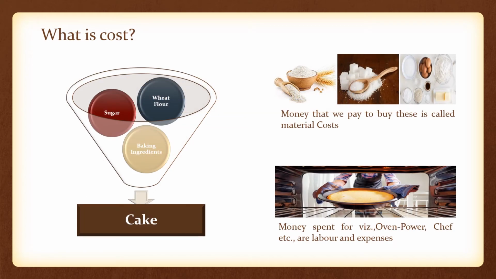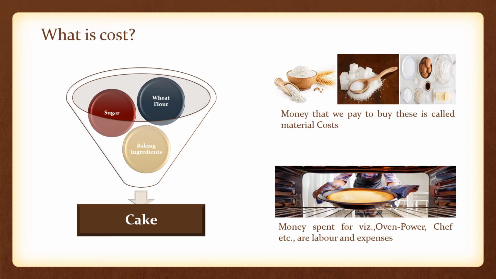Now let us see what is cost. Cost is the value of money that we spend to create a product or provide a service. For instance, we will take baking a cake as an example. To make cake, we require wheat flour, sugar and other baking items. To buy all this, we need to spend money, that is called the cost of material.